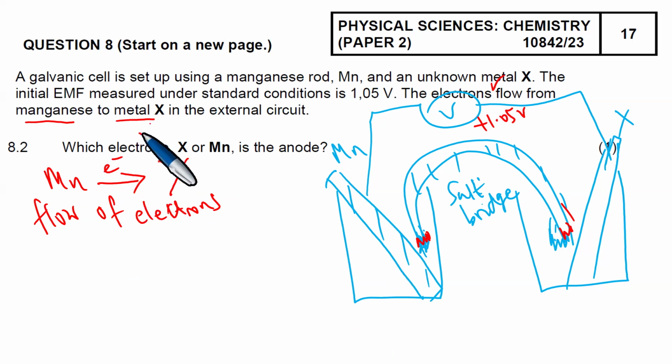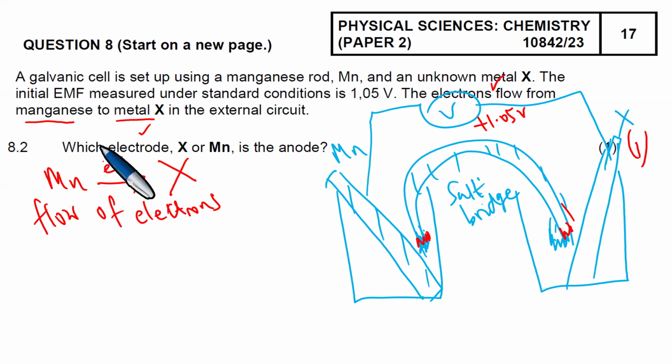Which electrode? Here's the question for 1 mark. Which electrode, X or manganese, is the anode? Which one is the anode? Let us answer this question, because you just need to look at the flow of the electrons to be able to answer it.